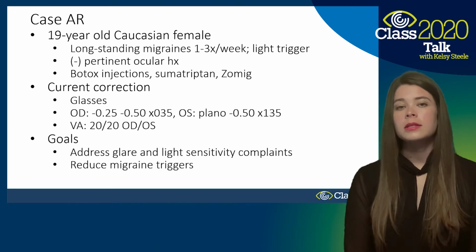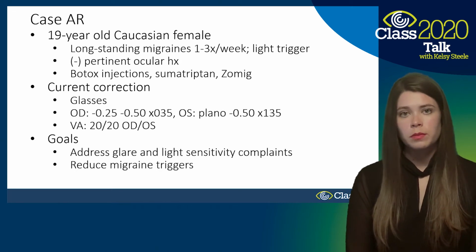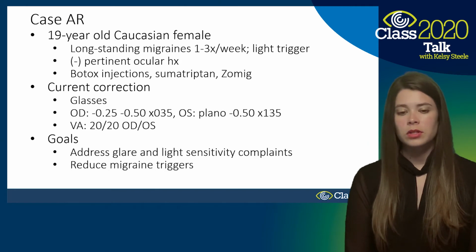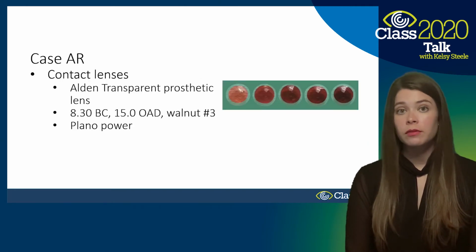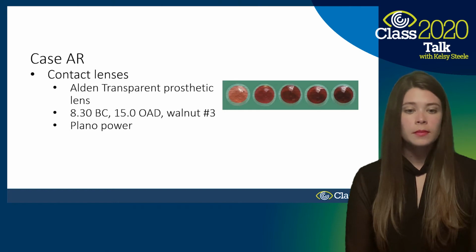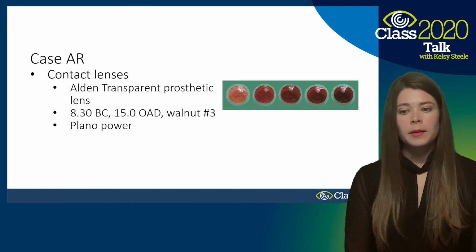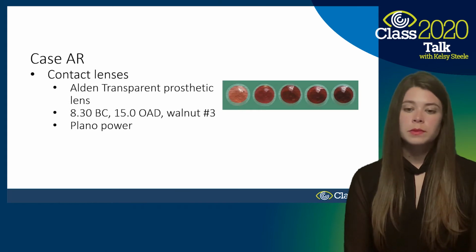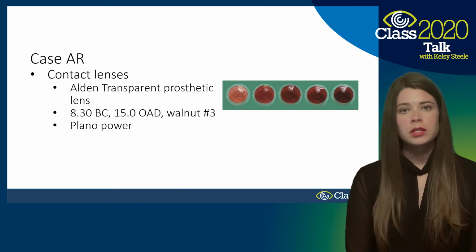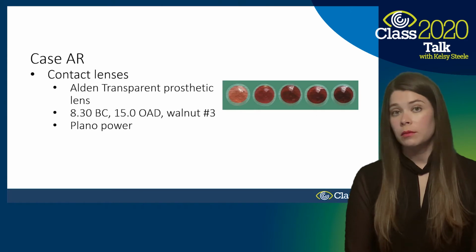She was really hoping to decrease the triggers that she was experiencing from all the light sensitivity she had. So this is a perfect patient for a tinted contact lens. So we ended up ordering an Alden transparent lens. They have a series of these transparent tinted lenses in various shades of walnut. She ended up liking walnut number 3.